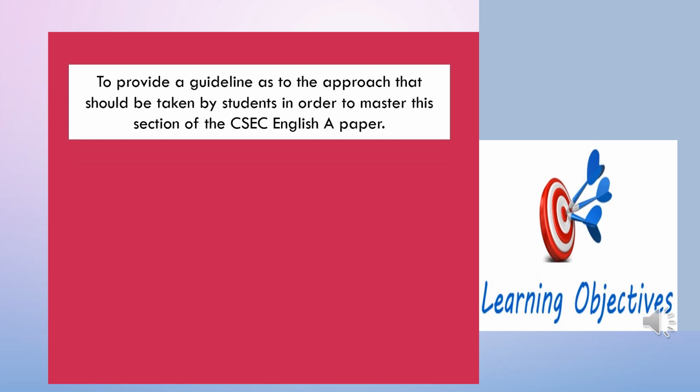This lesson's objectives are as follows. One, to provide a guideline as to the approach that should be taken by students in order to master this section of the CSEC English A paper. Two, read a sample past paper question from Section B and note the task that has been assigned and all the relevant information that may be incorporated for the successful completion of the given task.